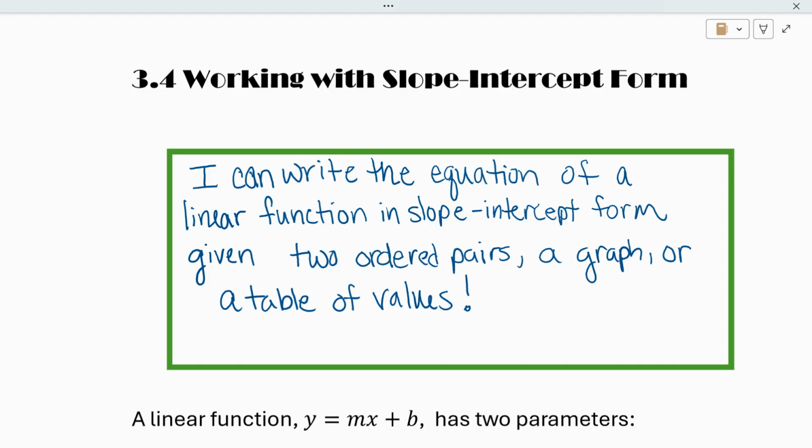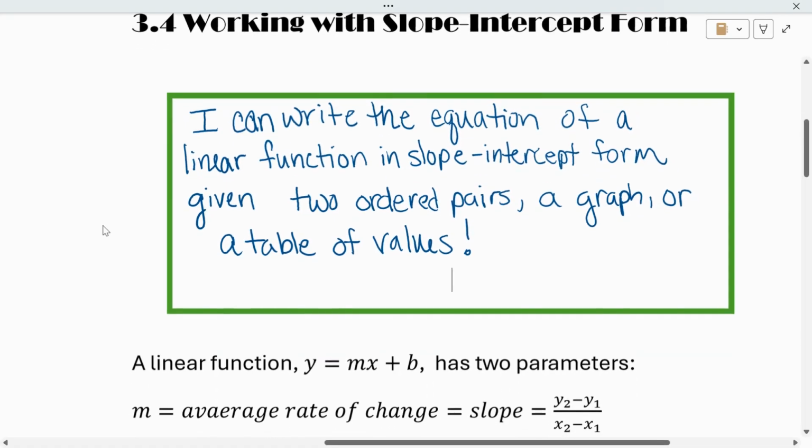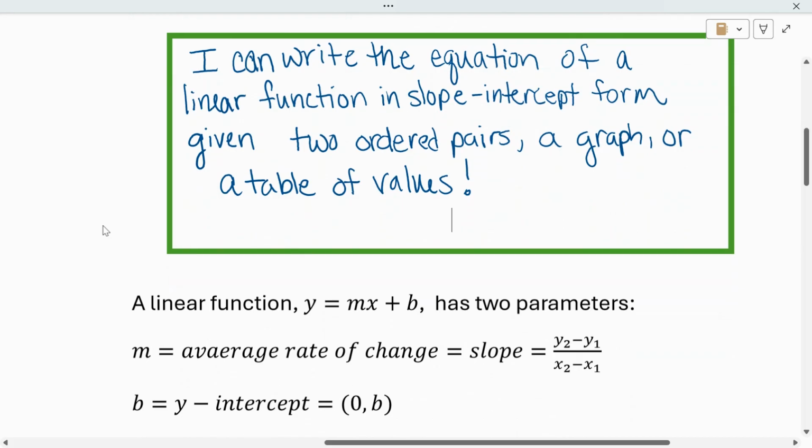So I can write the equation of a linear function in slope-intercept form given two ordered pairs, a graph, or a table of values. And that's huge. That is super important. Oftentimes, you're just given a table or two ordered pairs, and sometimes that's really hard to come up with an equation, right? So we're going to practice that today. Raise your hand if you need more time with the I can statement.